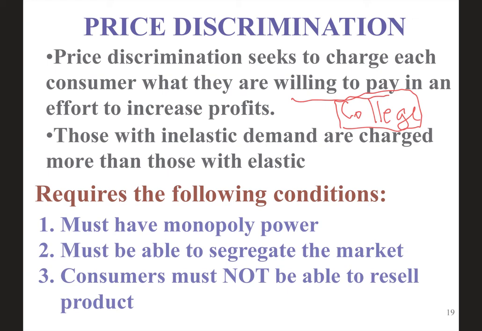You must also be able to segregate the market. So you have to be able to say, this group is going to pay less because they're buying in bulk. This group is paying more. This group is paying less because their FAFSA says this. This group is paying more. You have to be able to segregate a market somehow. And we assume that consumers cannot resell the product. That would create a challenge in this theory, in the model.